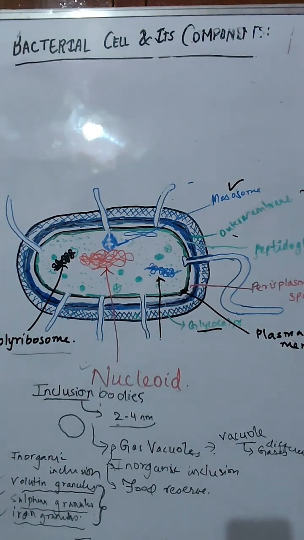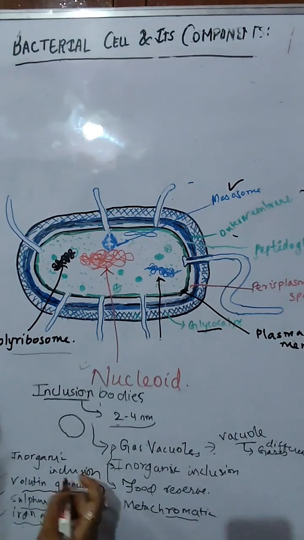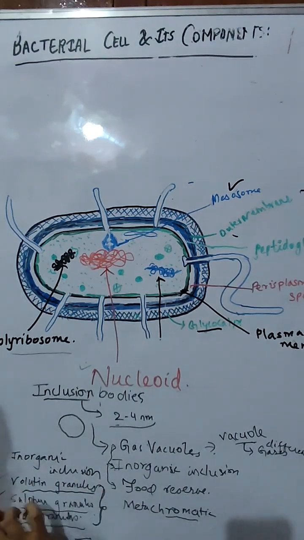Now these are also known as metachromatic granules. The word metachromatic comes from chroma, a word generally used for colors. These granules can pick up any stain and stain into different colors, so they are named metachromatic granules. Next is food reserve.